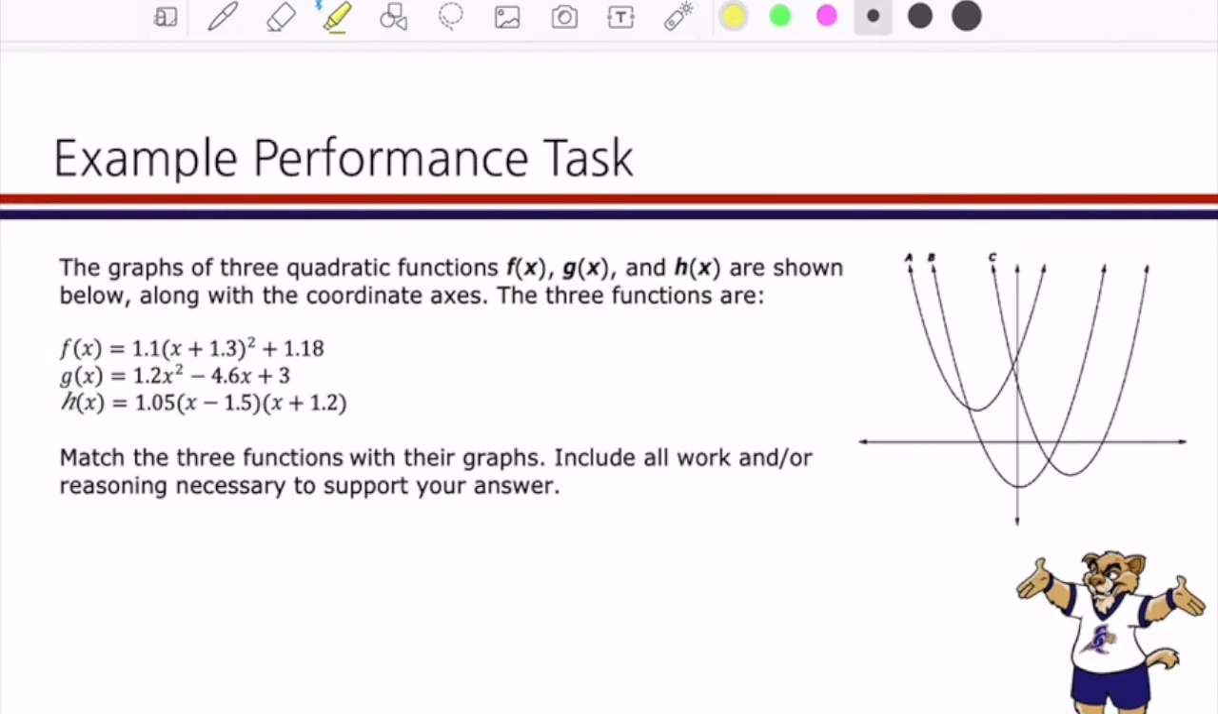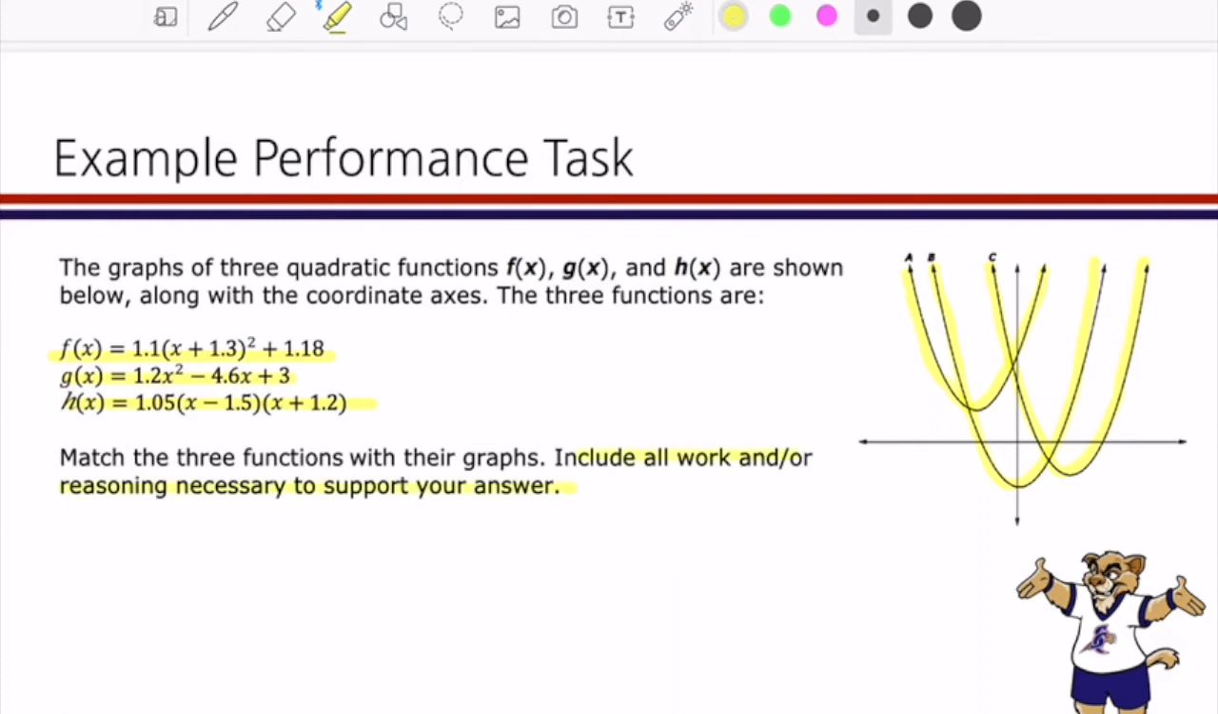So this performance task question says the graphs of 3 quadratic functions f, g, and h of x are shown below. And so here the 3 functions are typed out for you. And then over here, the 3 functions are graphed for you. Your job on this problem is to match the 3 functions with their graphs and make sure that you include all work and/or reasoning necessary to support your answer.